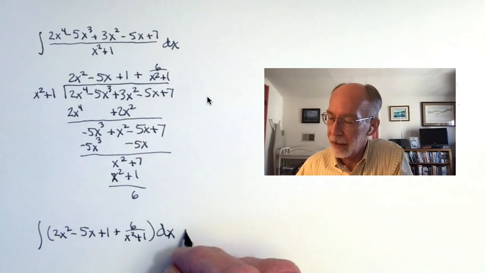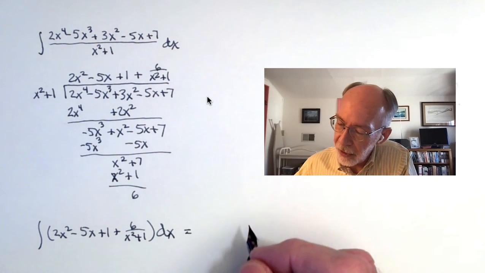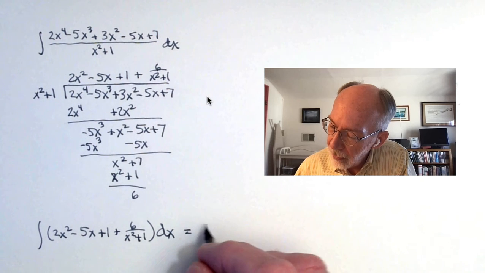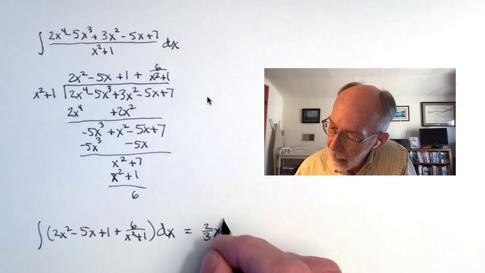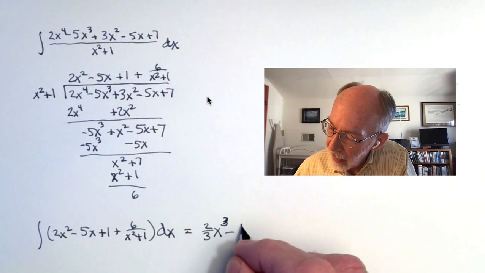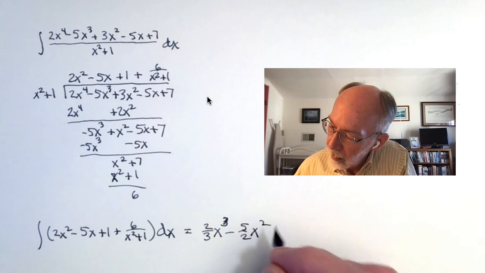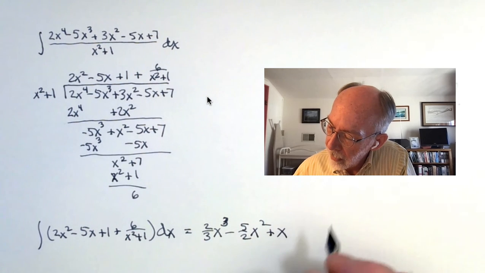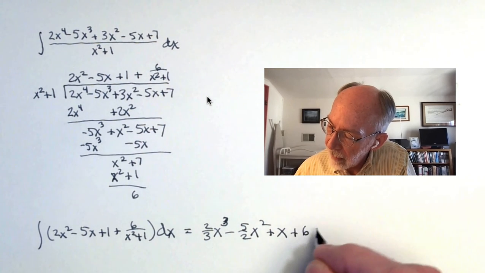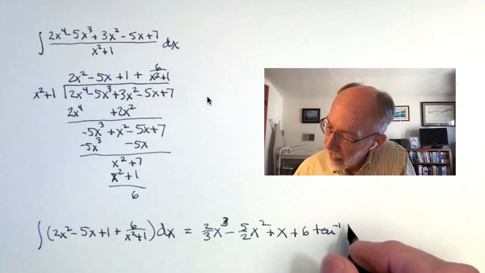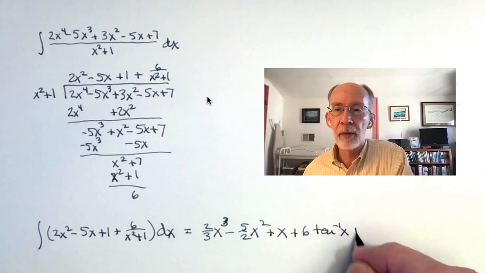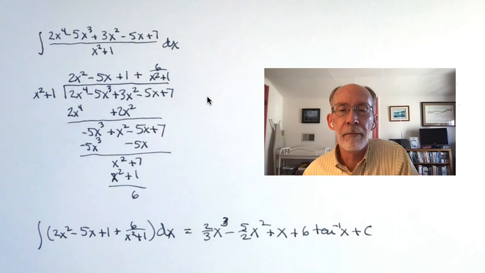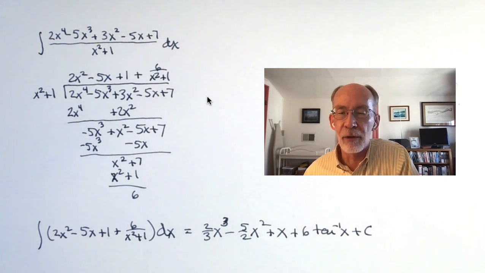So we'll just happily go through term by term anti-differentiating. This is going to be 2/3 x cubed minus 5/2 x squared plus x plus 6 inverse tan of x plus a constant of integration. Now, we sort of lucked out, right? In our divisor, the x squared plus 1 set us up for the inverse tan.